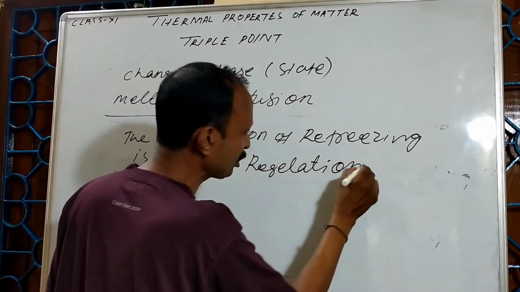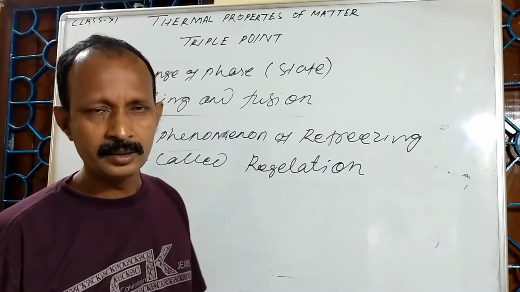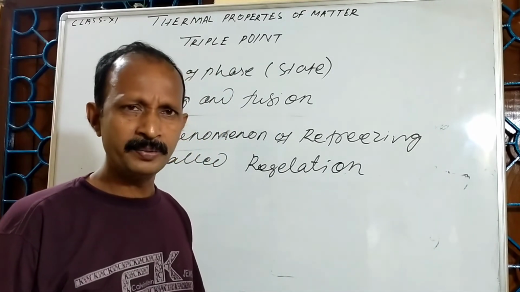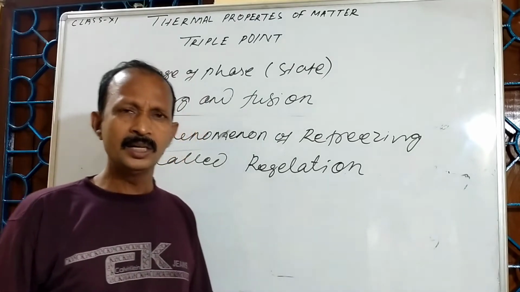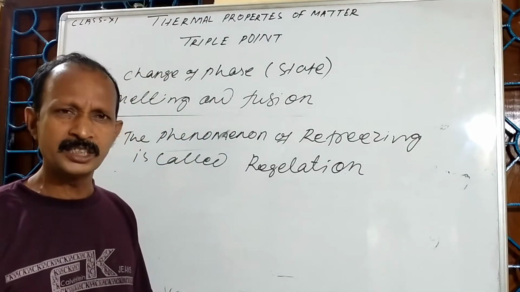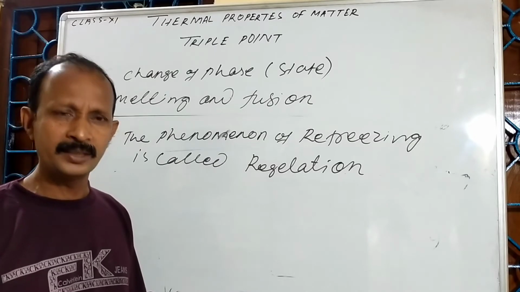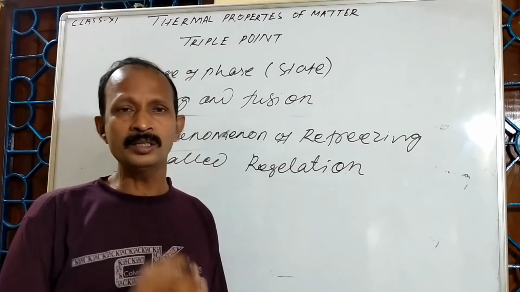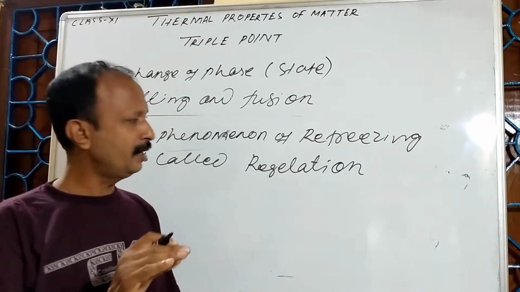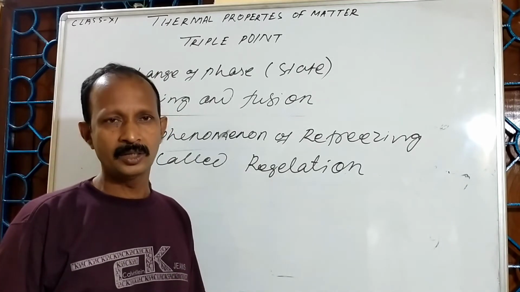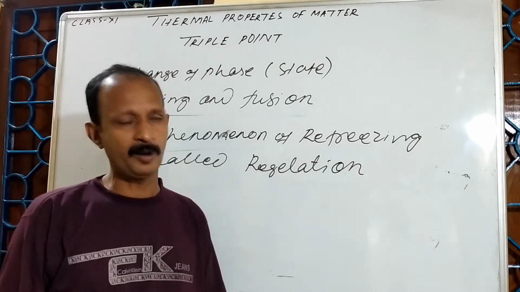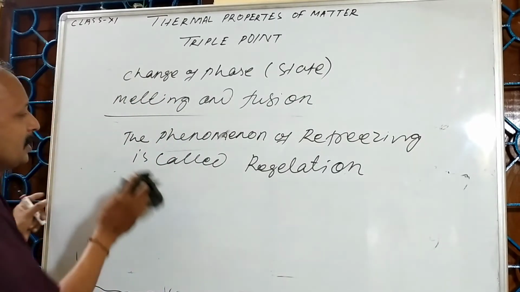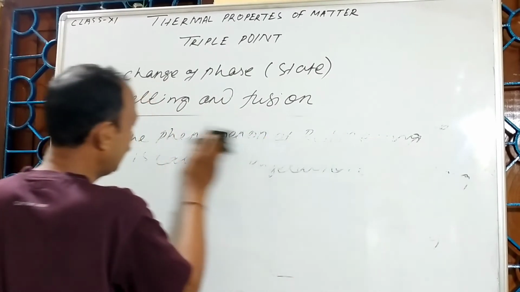What I found in the case of skating: the person who is skating, when he is standing, under his feet pressure is increasing, and ice is easily melting because its melting point is decreasing. At the same time, he moves smoothly because the water behaves like a lubricant, so it helps him for skating purposes. So the phenomenon of refreezing is called regelation.